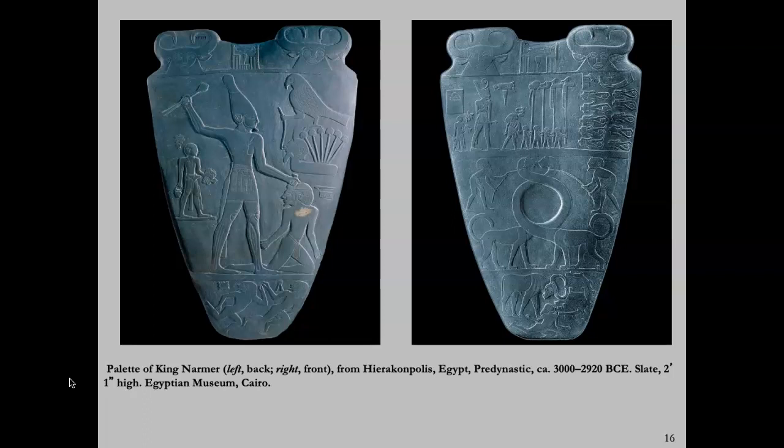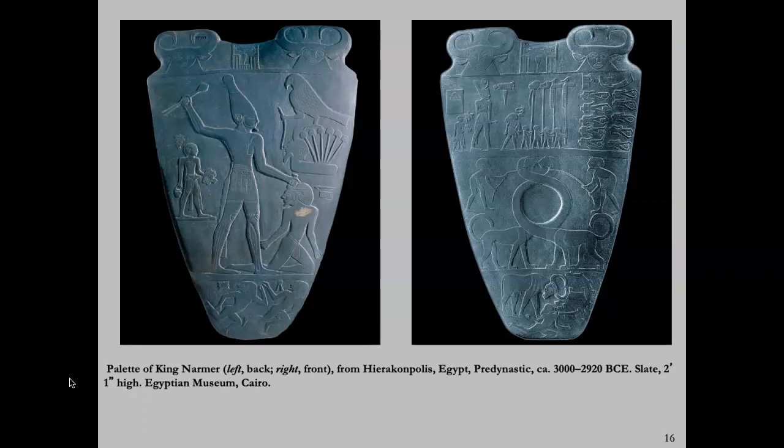It was found in 1897 in the Temple of Horus. It was found in near perfect condition. It's made out of mudstone or shale, which is a pretty hard stone. It's very heavy. It's able to be carved, but it has some heft to it. It's about 25 inches tall and dates from 3000 to 2920 BCE.